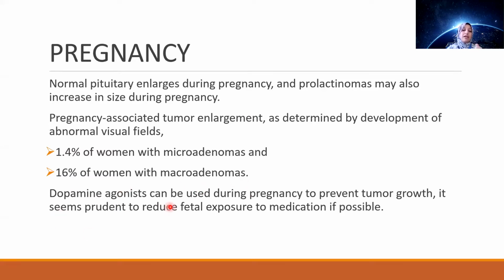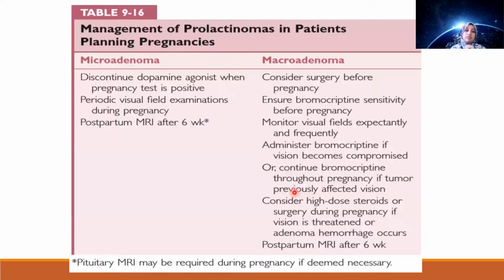macroadenomas. Dopamine agonist therapy can be used during pregnancy to prevent tumor growth. It seems prudent to reduce the fetal exposure to medication if possible. There have been no reported side effects or teratogenic effects of concern, but it is better to avoid such medications during pregnancy. So this is how you plan a case of prolactinoma in patients who are planning pregnancy.